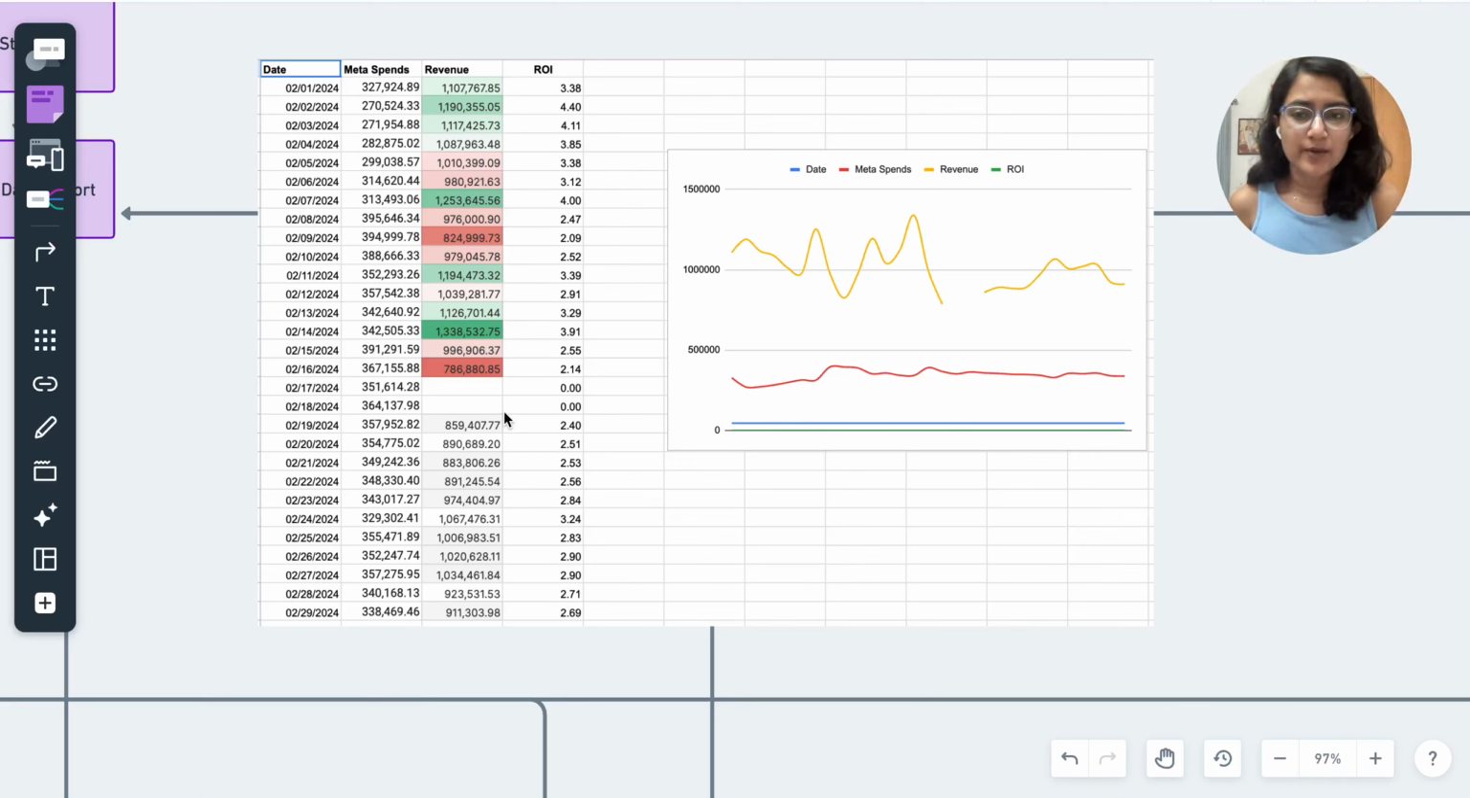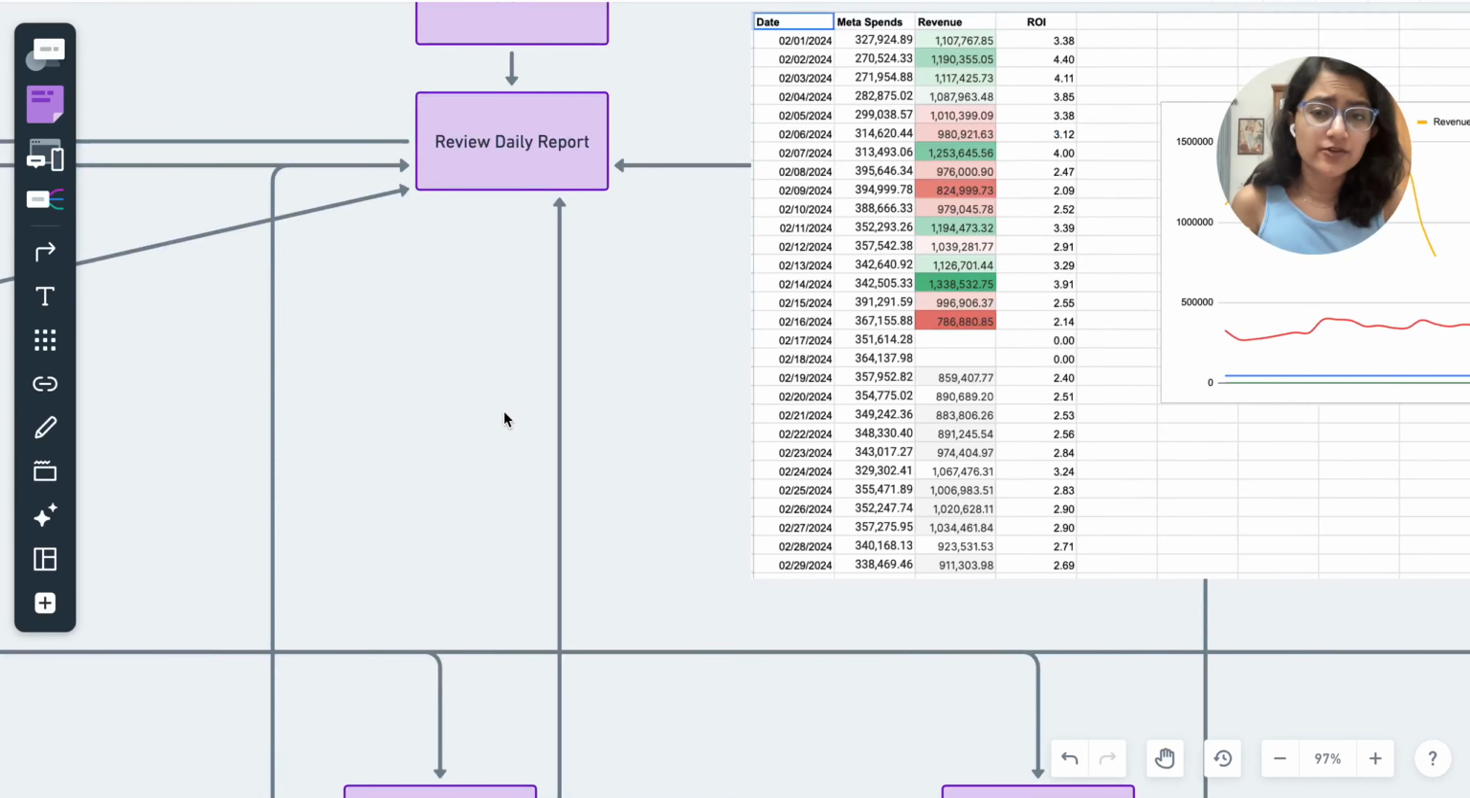So the Meta spends of every product, and the revenue of every product. This revenue needs to be from Shopify, not just from your Meta dashboard. After that, you can also add Google Ads spend if and when required. So first, look into this report.